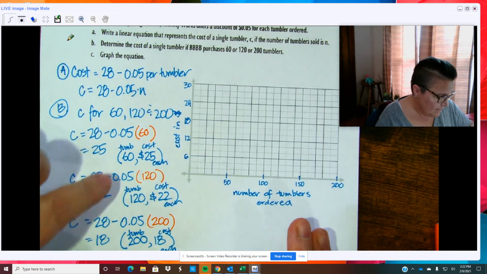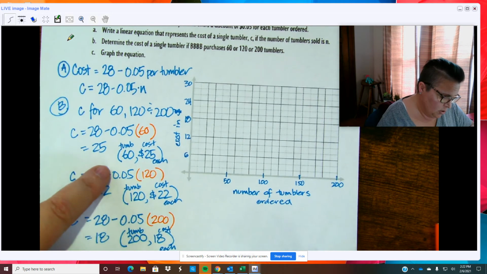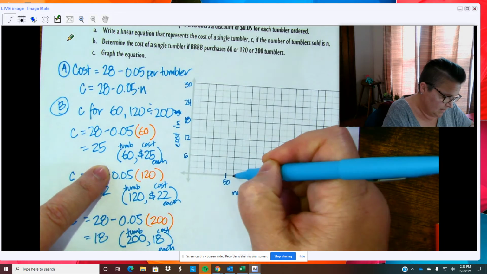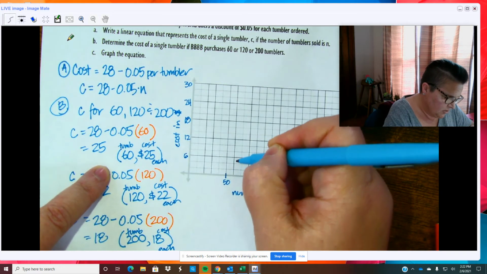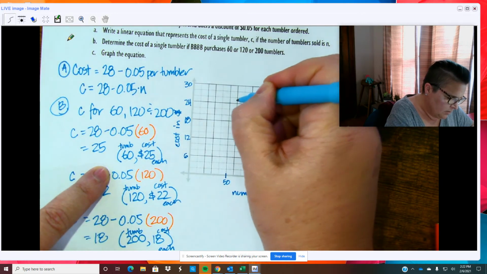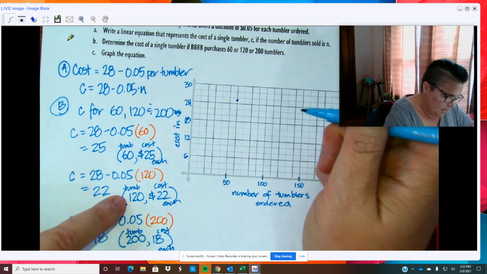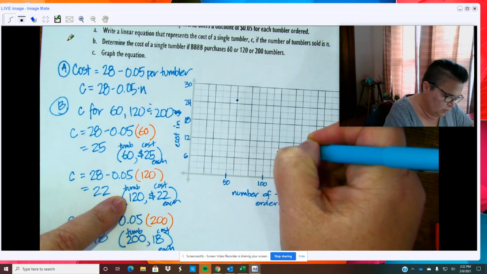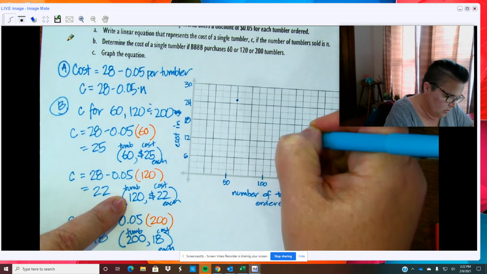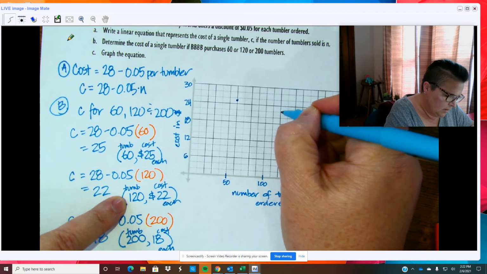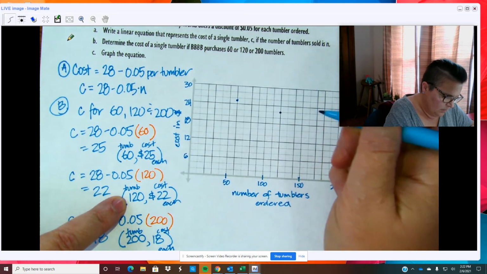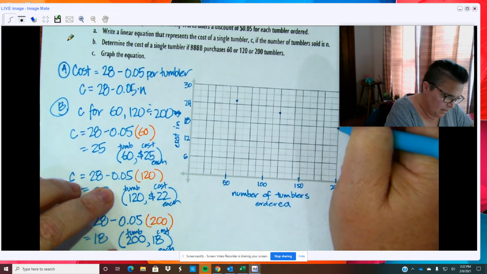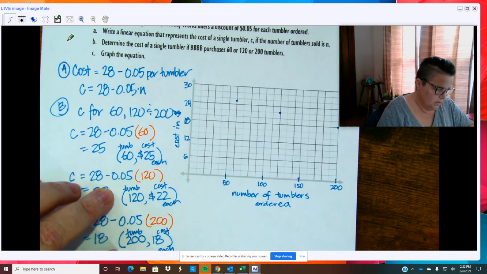All right. So essentially, we've got 3 points we can plot. We know if they were $60 tumblers ordered, so that's 60. The cost was $25 each. So I'm going by twos, remember. So 25 would be in the middle. And if there were 120 tumblers ordered, then the cost was $22 each. So that's going to be 24. Yep, that's going to be right here. That would be 22. And if there were 200 tumblers ordered, that would be $18 each. Oh, that one's spot on.